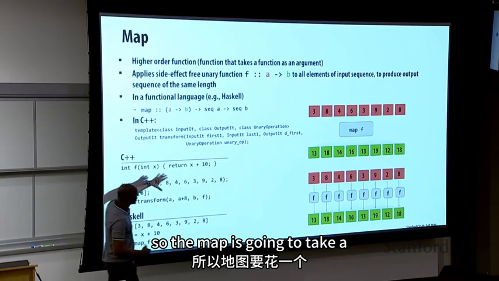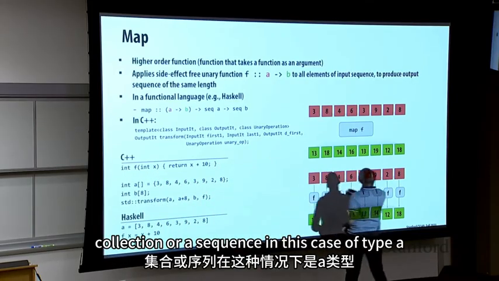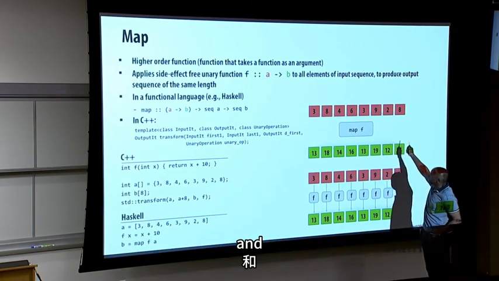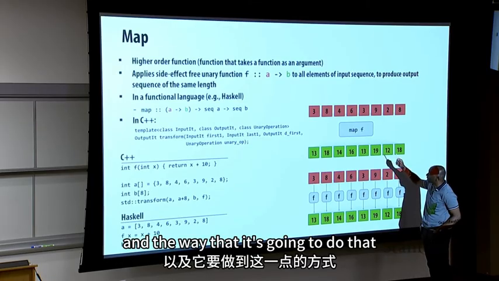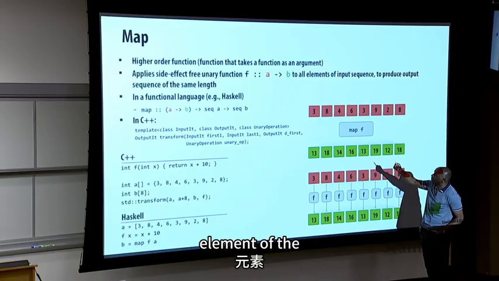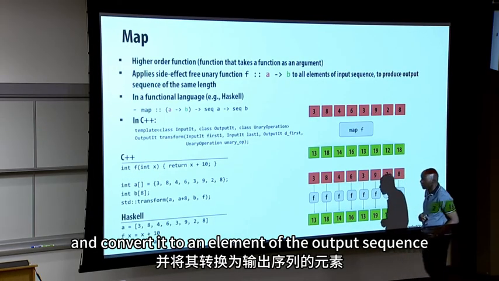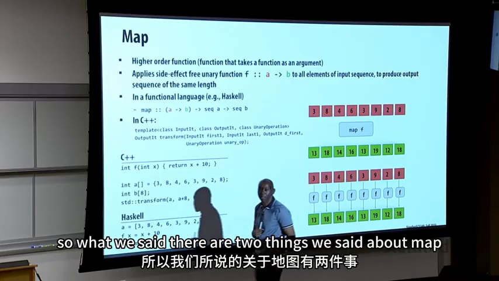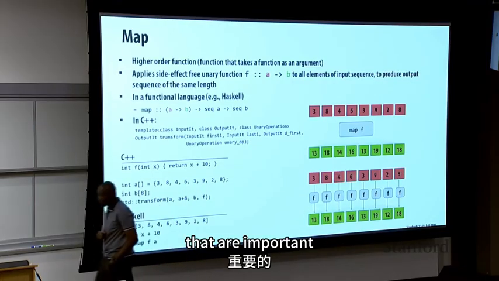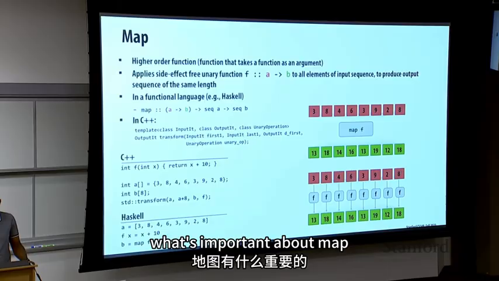the map is going to take a collection or a sequence, in this case of type A, and produce a sequence or collection of type B. The way that it's going to do that is it's going to take each element of the input sequence and convert it to an element of the output sequence. So what did we say? There are 2 things we said about map that are important. What's important about map?